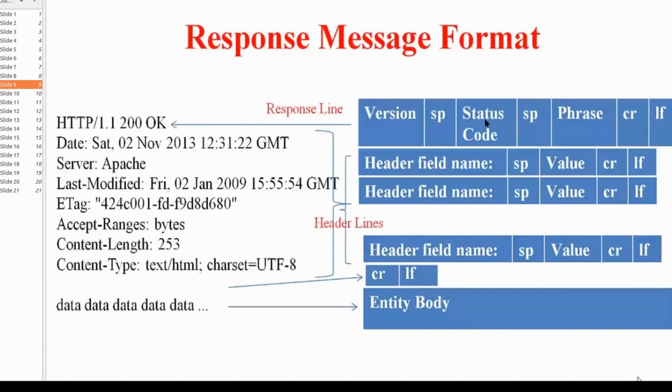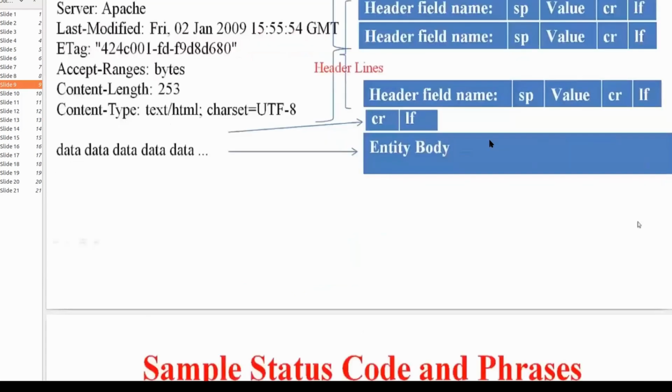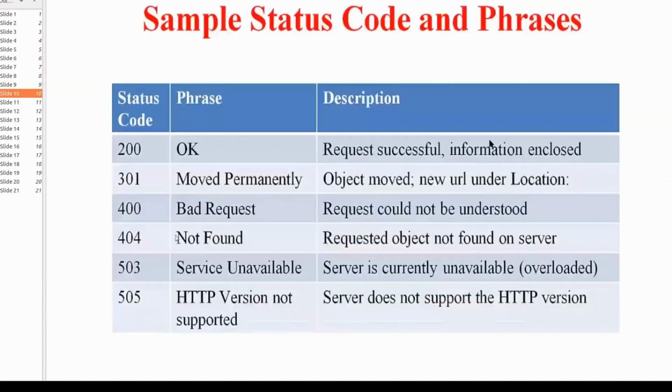Then space, then the status code. The status code is very important. Let's look at some sample status codes. The first status code is 200. Very important. Every time we are getting this. 200 means OK. OK means whatever request you have sent from the client has been successfully solved by the server. The server sends you back a status code of 200, which means you got your response. The server has generated a response on behalf of your request successfully.